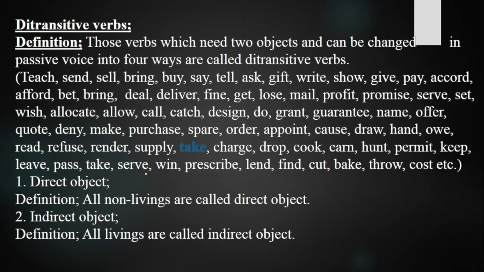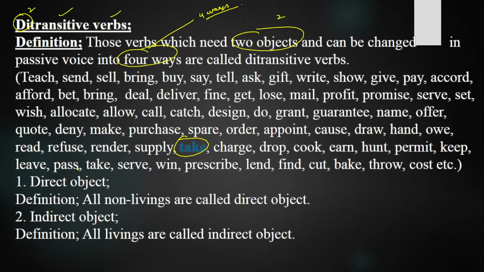Today we have got the ditransitive verb, taken from active voice into passive voice. Before starting this, we'll take a glance at the definition of ditransitive verb. Di means two, transitive means which can be changed into passive voice, and verb shows an action. So those verbs which need two objects and can be changed into passive voice in four ways are called di or ditransitive verbs.